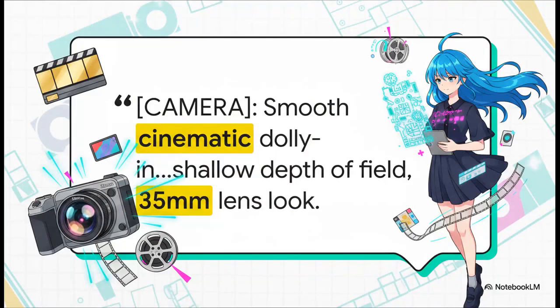And just look at the level of detail here. We're not just saying a close-up. No way. We're specifying a smooth cinematic dolly in that tells the AI to physically move the camera forward. We're asking for a shallow depth of field, which gives you that beautiful blurry background, and a 35mm lens look for that classic movie feel. This is how you direct.